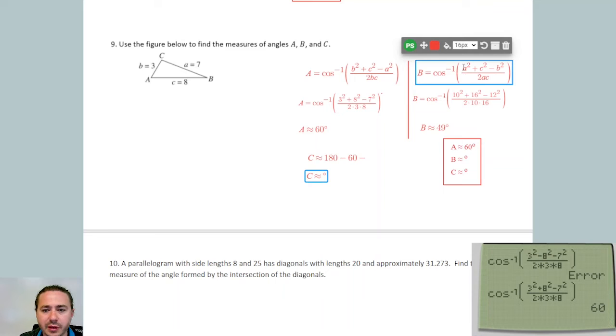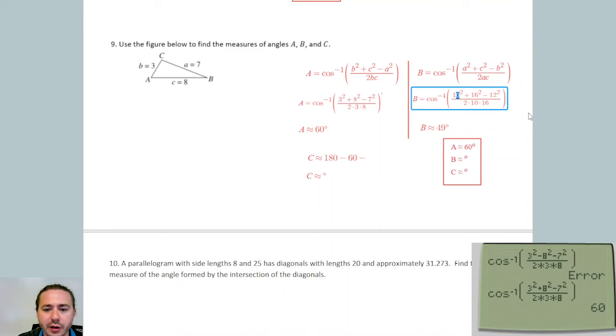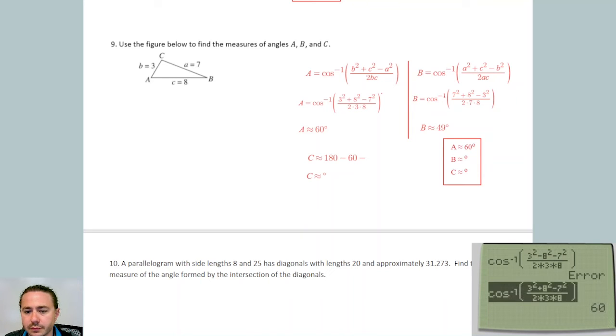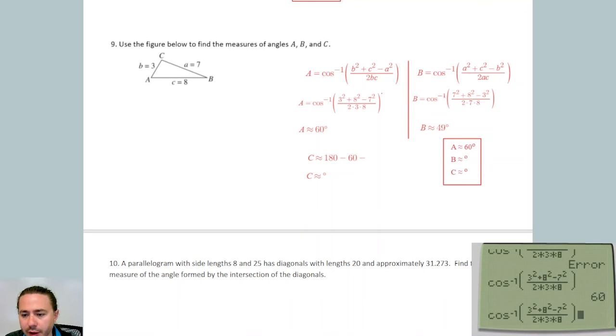Okay, so for angle B, we do kind of the same thing here. You plug in all the appropriate numbers. A is going to be 7, C is 8, and B is 3. So we get 2 times 7 times 8. And we'll type that in. All right, let me try to be real careful here. I made so many calculator mistakes as we get through this. I really want to make sure I'm doing this right.